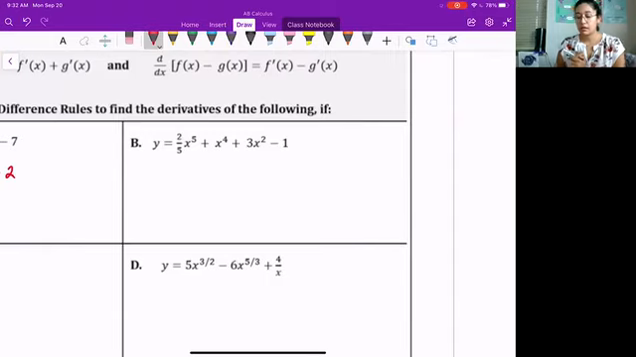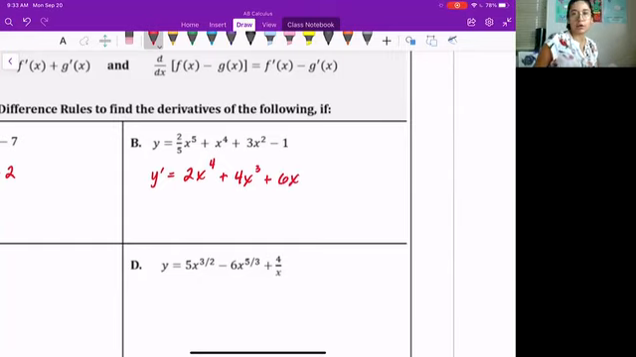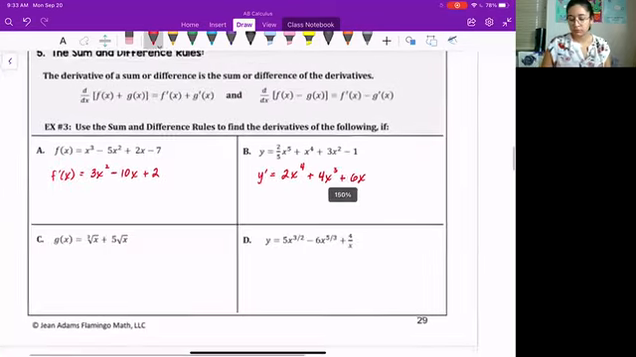Going over to part B. Okay, now I see a fraction, yes, but it's the coefficient. So I'm fine with that. There's no square roots or anything I need to rewrite. So I'm good to go. Let's use the power rule. Y prime equals. Okay, 2/5 times 5 is just 2. And now instead of an exponent of 5, I'll have an exponent of 4. Okay, the derivative of x to the 4th power would be 4x cubed. All right, and then 3x squared, 3 times 2 is 6, x to the 1st power. The derivative of 1 is 0. Nice.